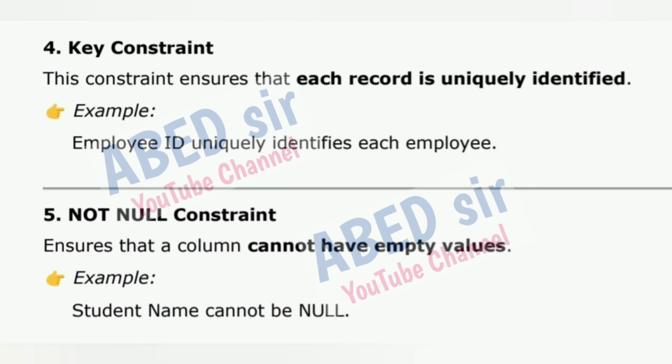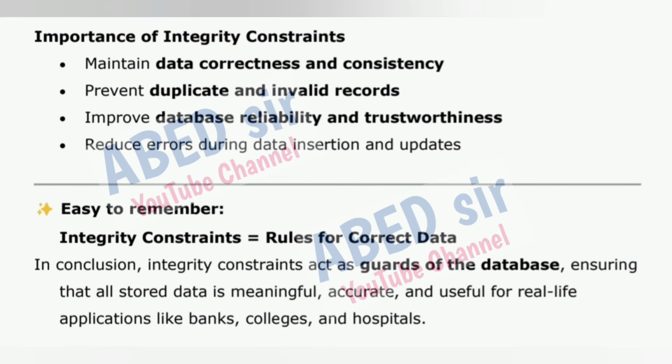4. Key constraint. This constraint ensures that each record is uniquely identified. Example: Employee ID uniquely identifies each employee. 5. Not null constraint ensures that a column cannot have empty values. Example: student name cannot be null.